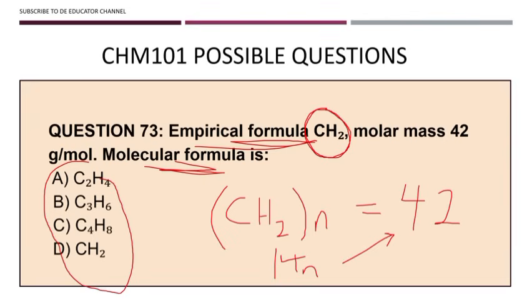So this means that this n here is going to be 3. If n is 3, C is going to be 3 and H is going to be 6. So our correct answer is B. It's as simple as that. So please practice more questions regarding all of these calculations we are doing.